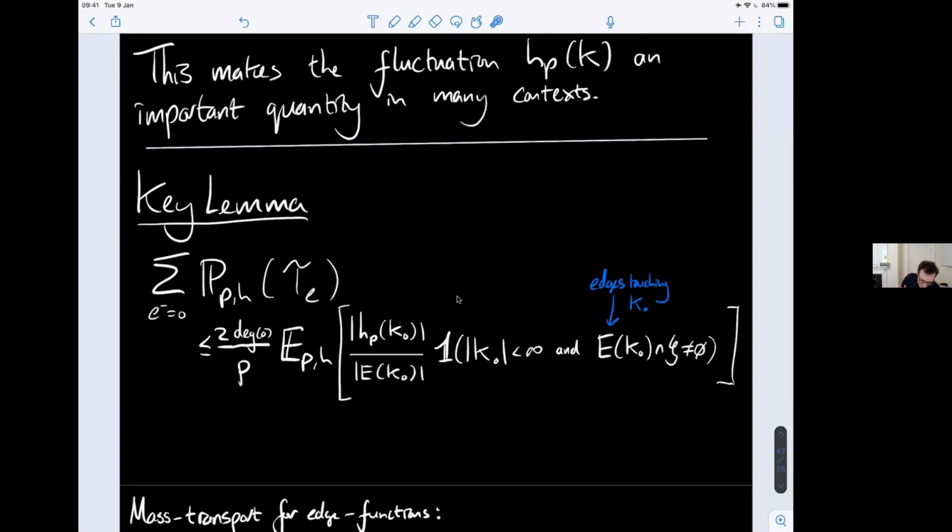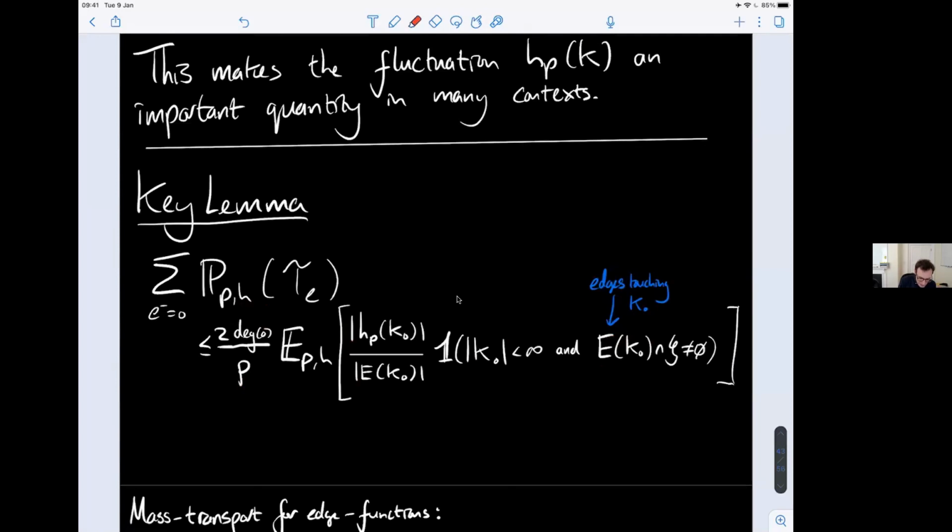Okay, so for this Aizenman, Kesten, and Newman thing, the key lemma is going to be, so we want to relate the probability of this two ghost event, where we have these two big finite clusters, into something in terms of the fluctuation. Okay, so this is the precise inequality we're going to prove: the sum over edges incident to the origin of the probability of T_e is bounded by an uninteresting prefactor times the expectation of the absolute value of the fluctuation divided by |E K_0|, where E K_0 is the set of edges touching the cluster of the origin. We divide by the size of that, and then multiply by the indicator that the cluster of the origin is finite and intersects the ghost.